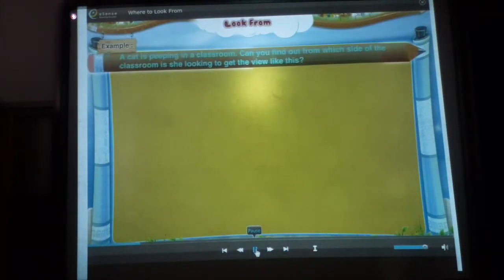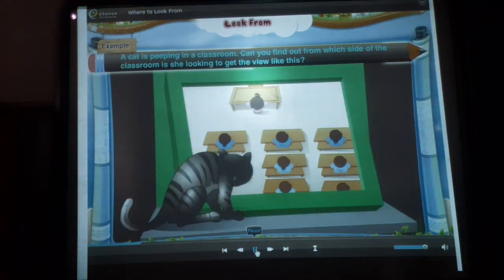Example. A cat is peeping in a classroom. Can you find out from which side of the classroom she is looking to get a view like this? Correct. If you observe this picture carefully, you will notice that only the top of the heads of the students is seen. From this, we can say that the cat is looking at the classroom from the top.